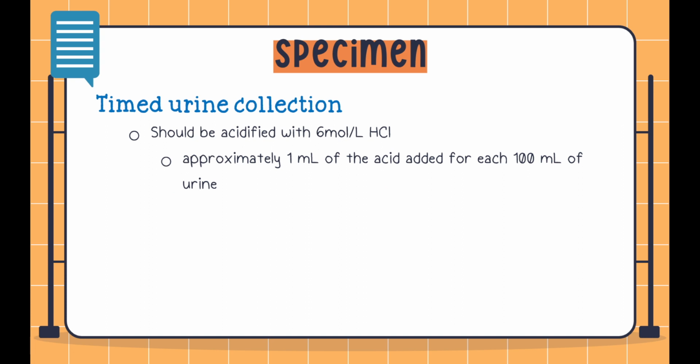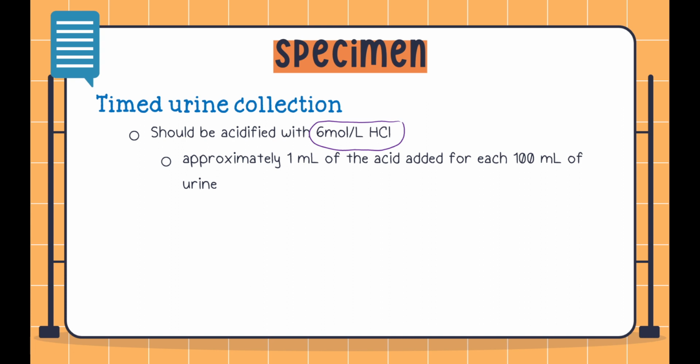Now, we can also measure calcium using a urine sample, but not a random one. Much preferred is a timed urine collection like a 24-hour urine collection. But just make sure that this collection is acidified with around 6 moles per liter of hydrochloric acid. Approximately 1 mL of the acid is added for each 100 mL of urine.